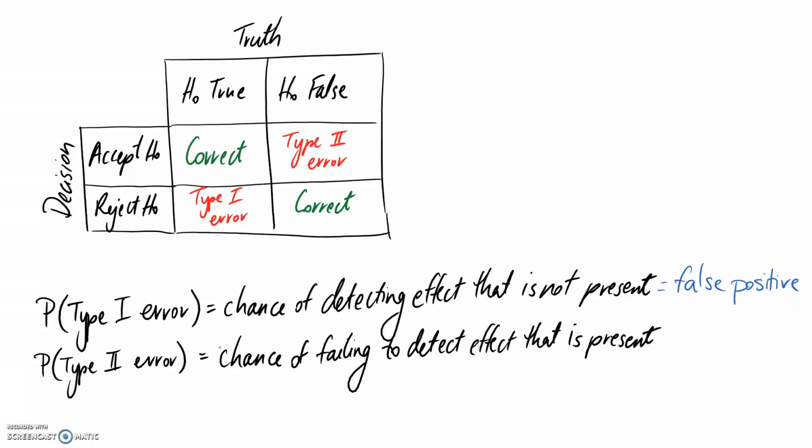So a type 2 error is the chance of failing to detect an error that is present. This is like having a false negative. Alright, so let's put an example around this. Let's say that we have someone that's on trial for murder.